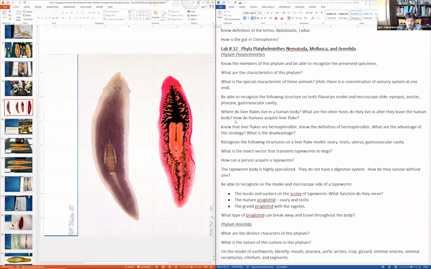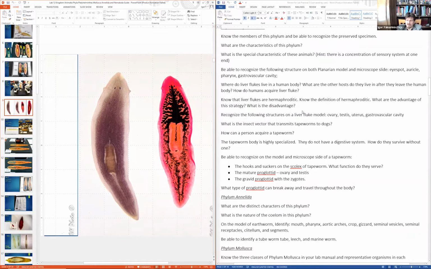How do humans acquire liver fluke? They eat the intermediate host not fully cooked. This is how generally we're getting it. So those larvae have not been cooked. As a result, we are eating them, and they are going their own way.